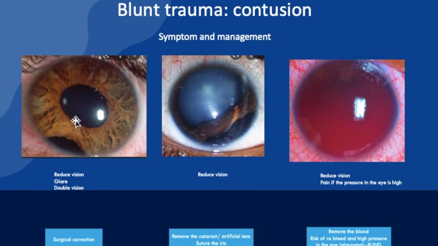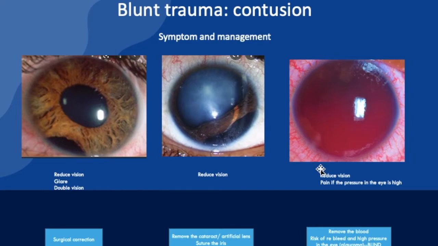You can see that in the first photo, the lens is quite clear. Here you can see it's a big cataract, so they can have immediate cataract after the trauma. And you can see there's a very large iridodialysis here and a very dilated pupil. Again, they will complain of reduced vision.